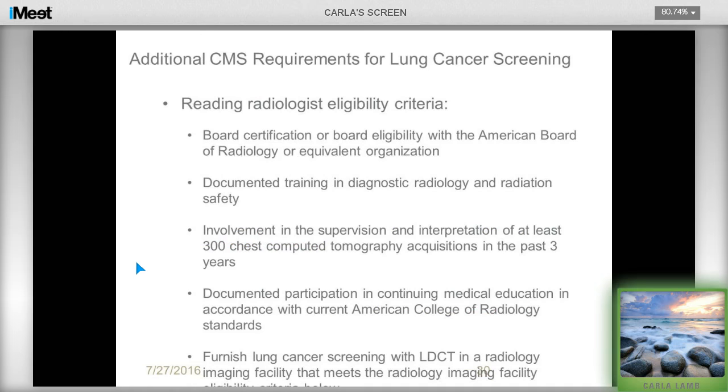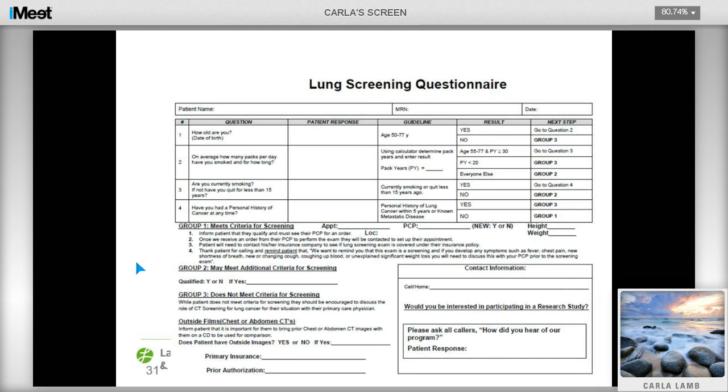I also will highlight here, what does your radiologist need to be able to meet the lung screening criteria by CMS? Board certification, documented training. But item 3, involvement in the supervision and interpretation of at least 300 chest CT scan acquisitions in the past 3 years, and then documentation of CME via the ACR, which again focuses on the Lung-RADS. But then again, I'll mention the MEVIS app that I told you would be very helpful for radiologists.